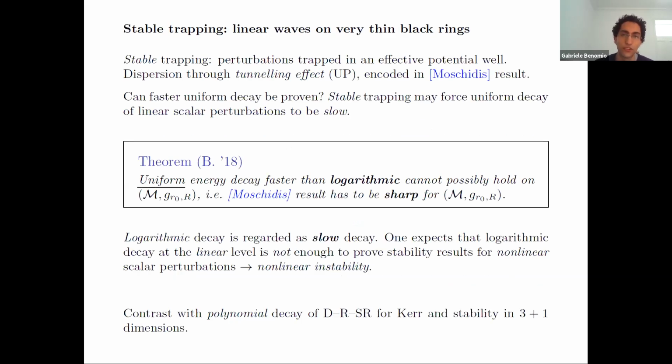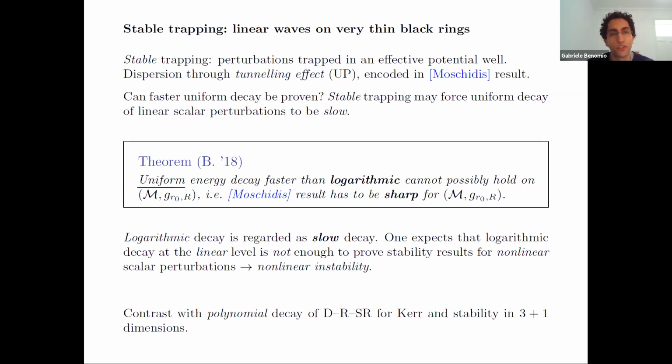Now, let's consider the case of very thin black rings. I told you that black rings admit trapping, but now the trapping is stable. In the presence of stable trapping, one should think of linear waves as trapped in some effective potential well. Although the wave is trapped in a potential well, its energy can still tunnel through the potential barrier, and some dispersion will still occur. This dispersion is encoded precisely in the decay statement presented by Moschidis in his theorem.